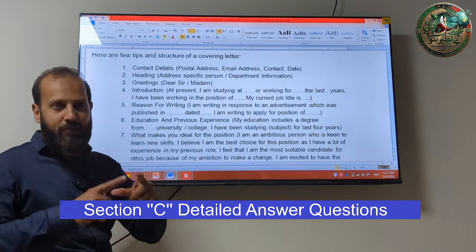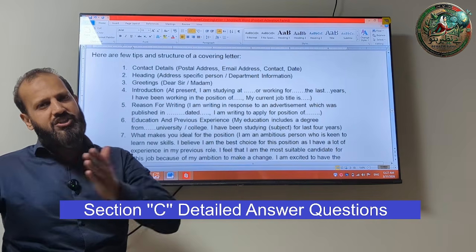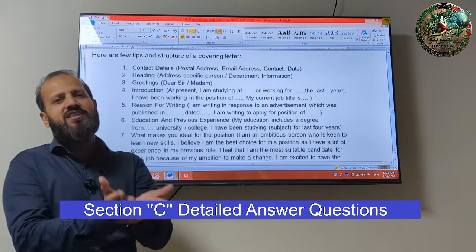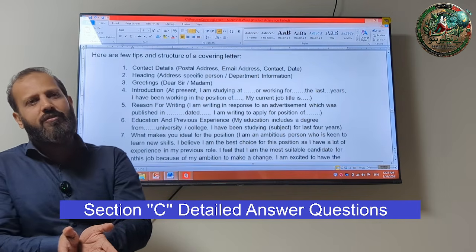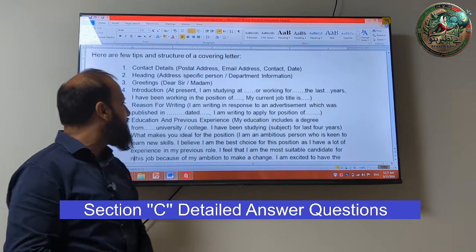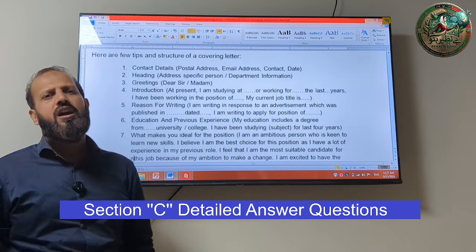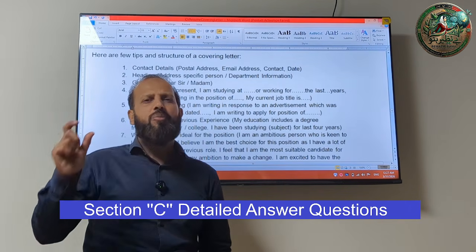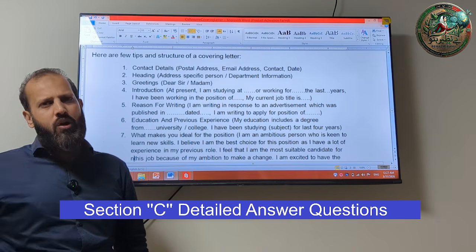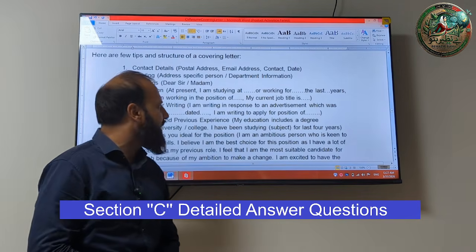Now look, I am telling you the lines. Whatever the position, whatever the post, whatever the status, these are the fixed lines. You just need to add them to your covering letter and continue with: I'm writing to apply for the position of, whichever position it is, HR, deputy HR, lecturer, software engineer, whatever position comes in your exam paper, you would show the position.